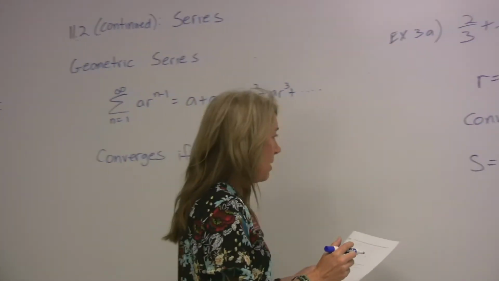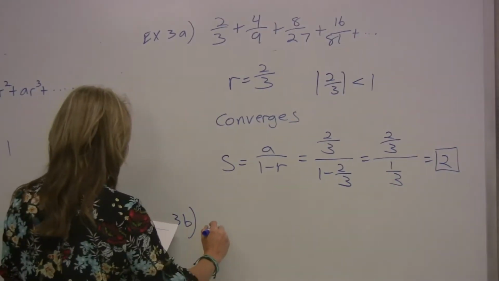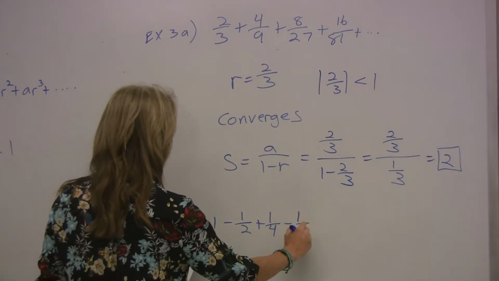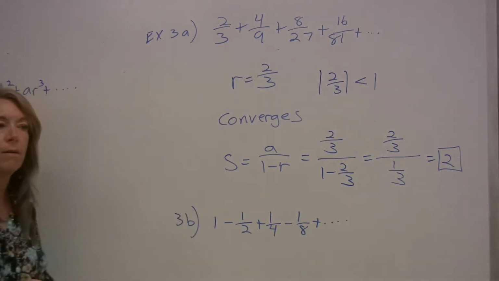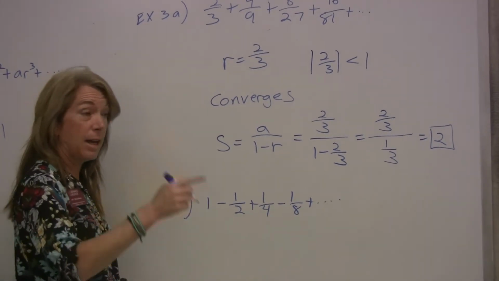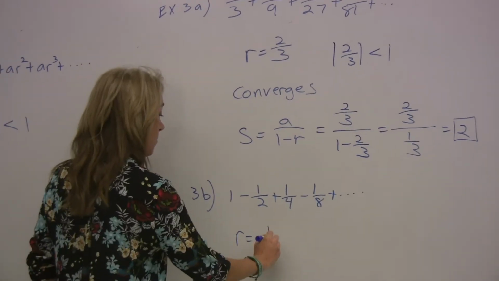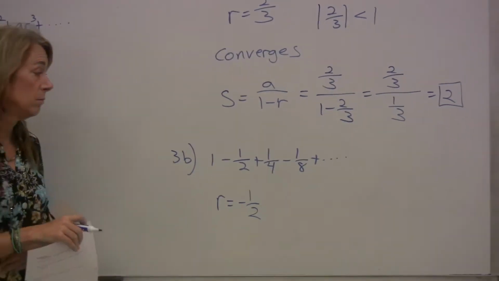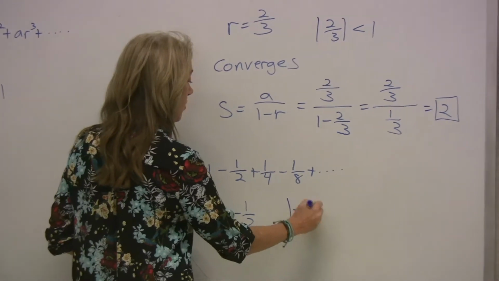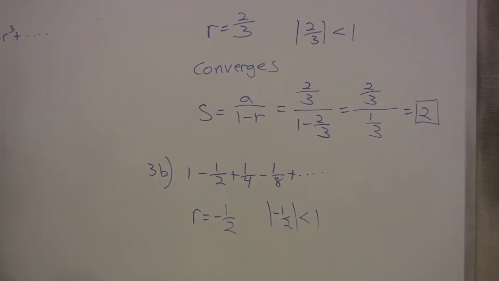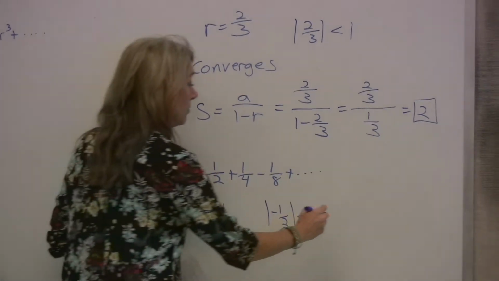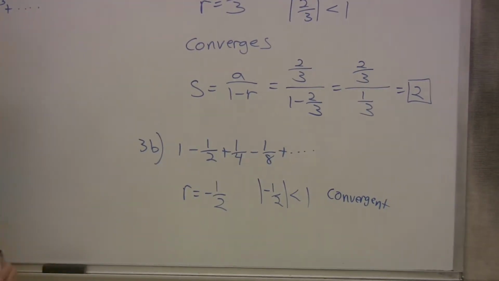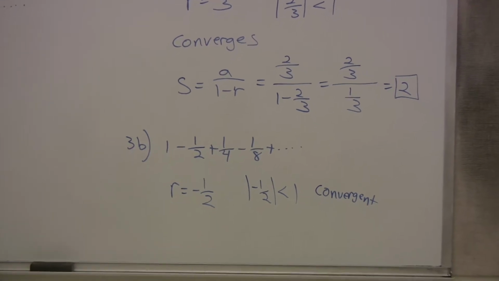How about 3B? 1 minus 1/2 plus 1/4 minus 1/8. R is equal to 1/2. R is equal to negative 1/2, right? Negative, because it's alternating. You guys see that? Negative, positive, so R equals negative 1/2. The absolute value of that is definitely less than 1. So this is convergent, because the absolute value of our ratio is less than 1.